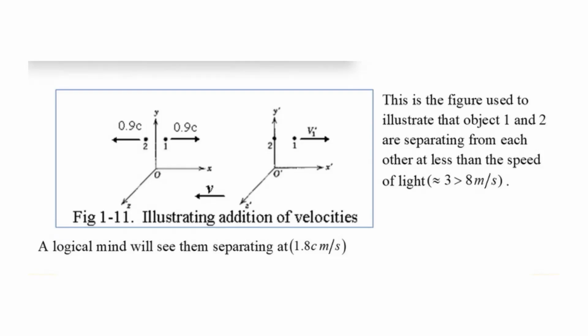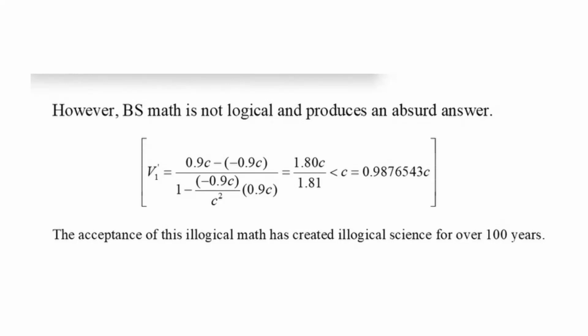This is the figure used to illustrate that objects 1 and 2 are separating from each other at less than the speed of light. A logical mind will see them separating at 1.8 meters per second. However, BS math is not logical and produces an absurd answer. The acceptance of this illogical math has created illogical science for over 100 years. Two objects going in opposite directions are going at less than the speed of c.